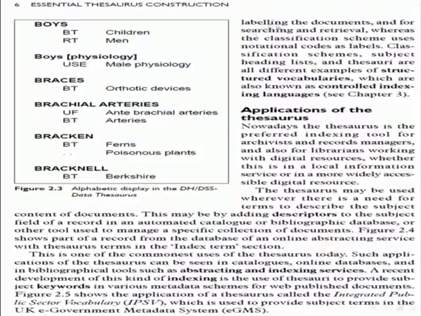Here, labeling the documents and for searching and retrieval, whereas the classification scheme uses notational codes as labels. Classification schemes, subject heading lists, and thesauri are all different examples of structured vocabularies, which are also known as controlled indexing languages. See chapter 3. Right. Now, applications of the thesaurus.